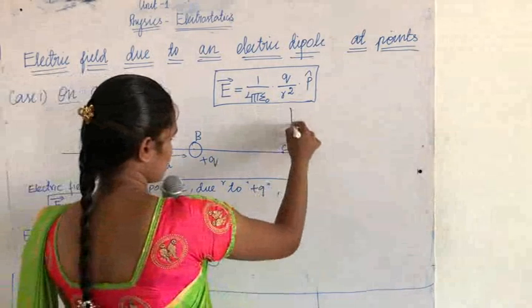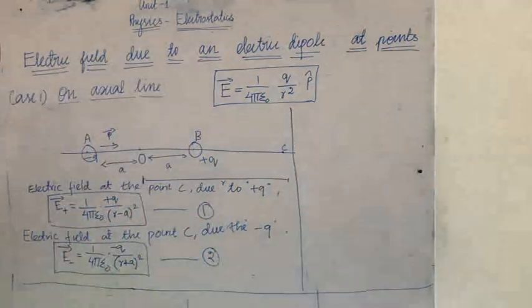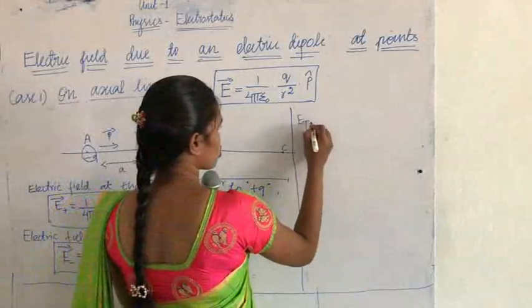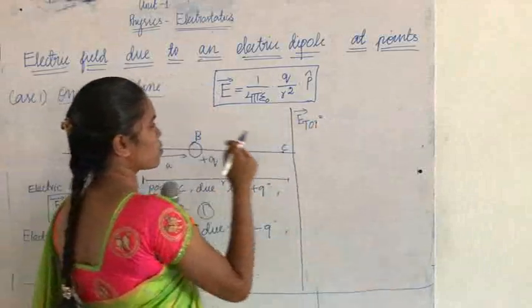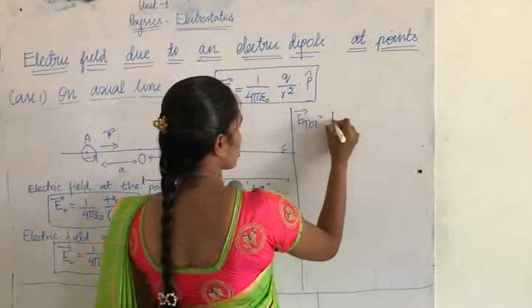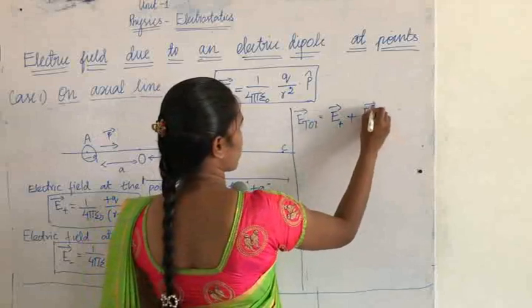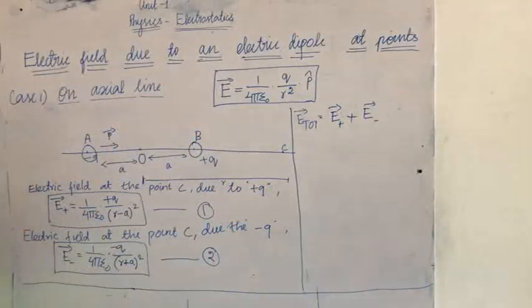Have you written it down? Yes. Now we are going to apply the superposition principle. In the previous classes we have learnt about the superposition principle. The superposition principle is the sum of individual fields. E total equals E plus vector plus E minus vector. Now we are going to sum equations 1 and 2 to find E total.